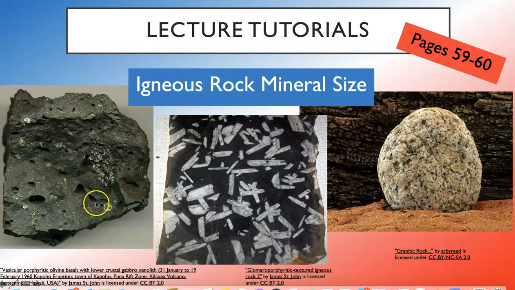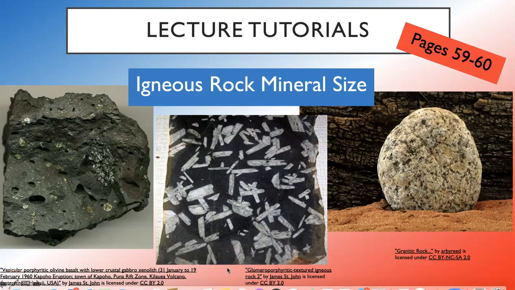This is also actually a rock that has a little xenolith in it as well, a little foreign rock that was brought up with the magma, but we're not going to worry about that. On the right, we have a granite. This is a coarse-grained igneous rock. You can see all the different minerals. There's pink feldspars, dark-colored hornblende, quartz, plagioclase, etc.